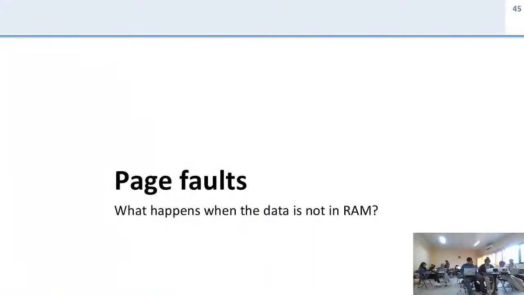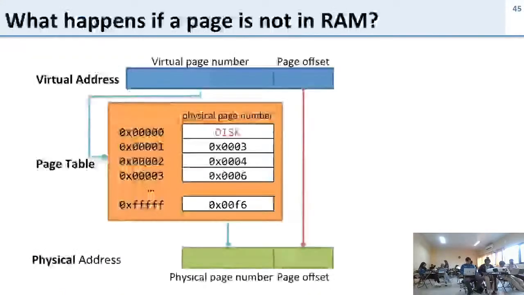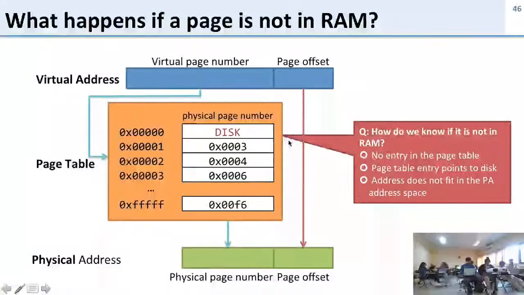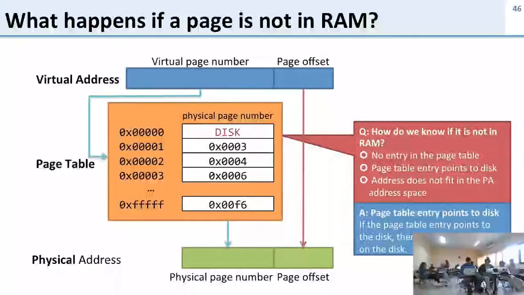So this is what happens when the data is not in memory and we have to go to disk to get it. So what happens if the page is not in RAM? First of all, how do we know if the page is not in RAM? Well, we know the page is not in RAM if the page table entry points to the disk. We can't have no entry in the page table because we have to have an entry in the page table for every address we could possibly access. And it's not a question of whether the address space fits in the physical address space, because if it doesn't, some pages may or may not be on disk. We don't know which ones they are. So we need to actually know the page table entry. This page table entry needs to tell us that it's on disk.